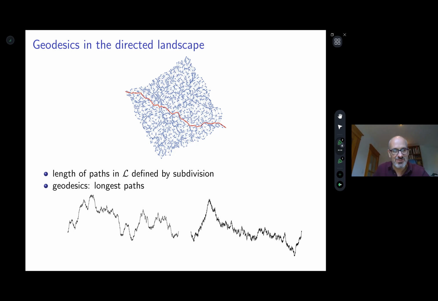I won't tell you which one is the Brownian motion and which one is the directed geodesic, which is the name of this limiting geodesic.